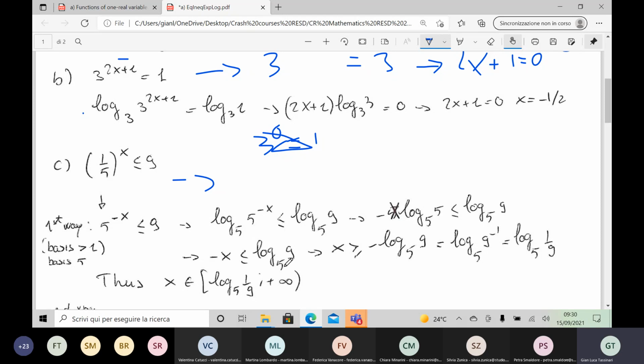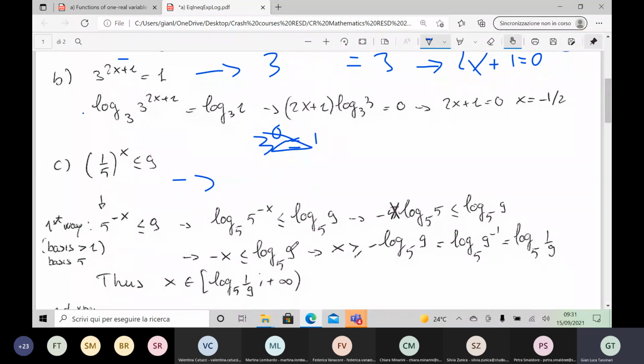Only an observation for someone who wants it. The only thing you can do, if you want, is to write 9 as 3 to the power 2, but I didn't do it because it was not necessary. So you can write logarithm with basis 5 of 9, which is equal to logarithm with basis 5 of 3 to the power 2, which is equal to 2 logarithm with basis 5 of 3. But if you write it in this way, or if you write 2 logarithm with basis 5 of 3, it makes essentially no difference because you are not able to reduce this logarithm further.